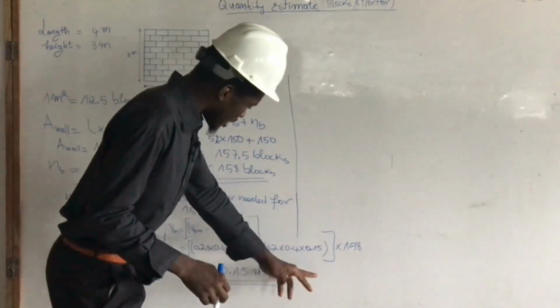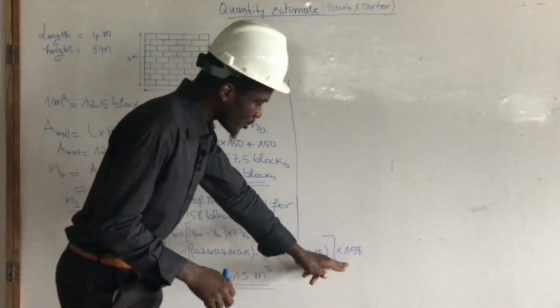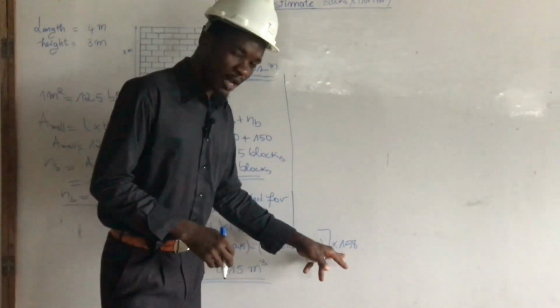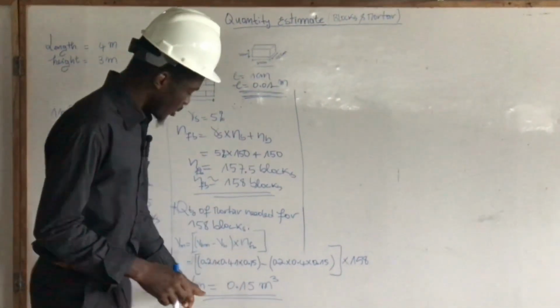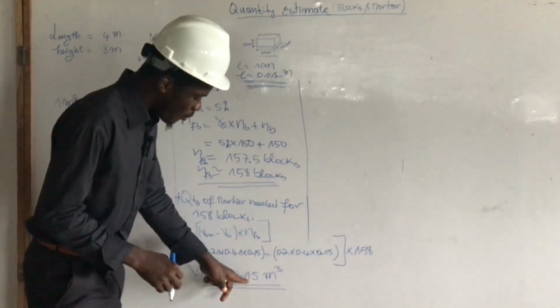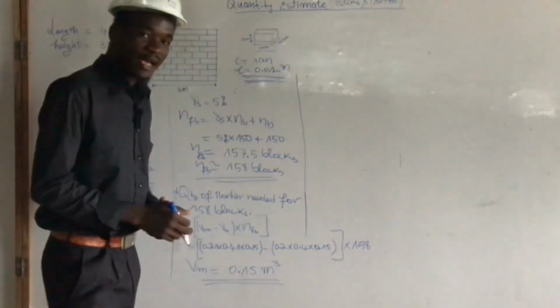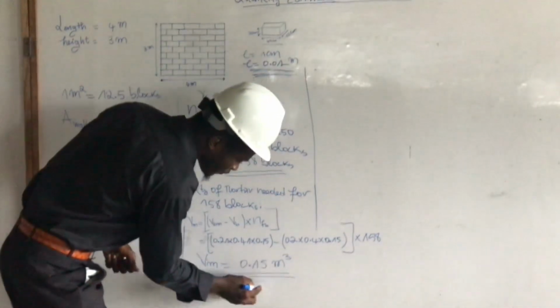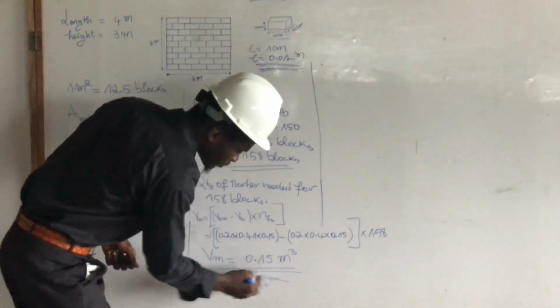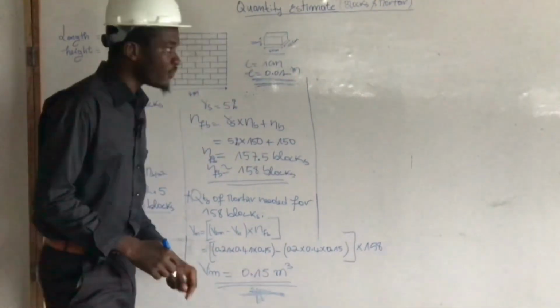So that's the volume of mortar for one block, times the final number of blocks needed for the work. It gives 0.15 meter cube. This is the final volume of mortar needed for the work.